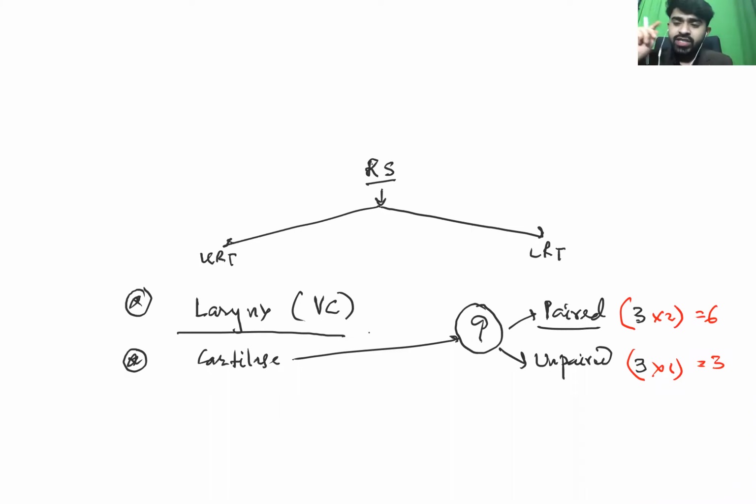So next question will be asked to you directly. What is the name of the paired cartilage? What are those three? 1, 2, 3. And what is the name of the unpaired cartilage? 1, 2, 3. So who can volunteer this answer? Anyone?